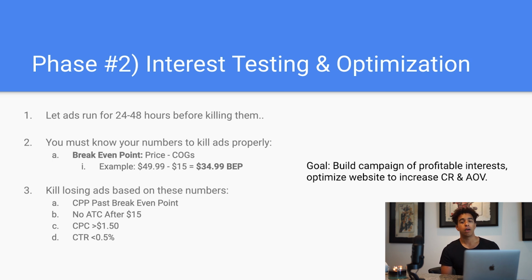If it's over 0.5, that's good. If it's below 0.5, you probably want to figure out what's broken and think about killing it. The whole entire goal of phase 2 is to build a campaign of profitable interest and optimize your website to get your conversion rate higher and get your AOV higher. This is the phase where you finally start seeing some sales, you start seeing some growth, and you start improving your business. It's very important.